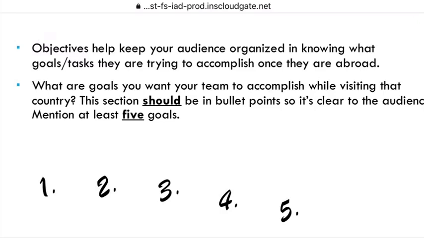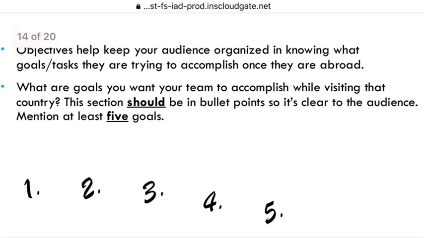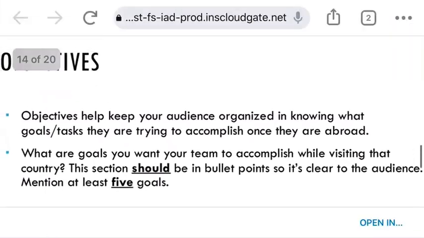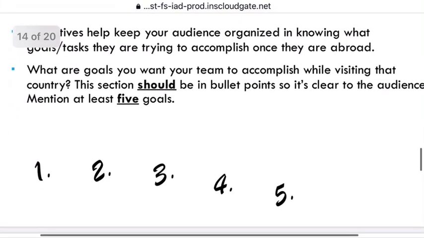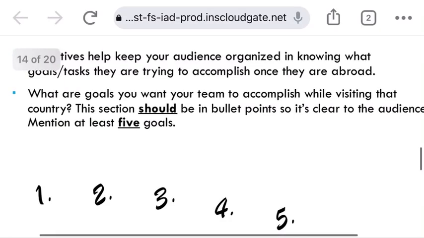That whatever your team is trying to accomplish once they are in this country that you're traveling to, what are the goals you want your team to accomplish while visiting this country that you chose? This section should be in bullet points because it's a list. It's a list of 5 goals, 5 objectives that you either want to focus on for the entire time or just to get started. You know, it's entirely up to you as long as I see some type of list of 5 goals. So let's go.